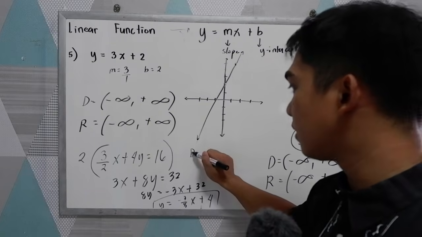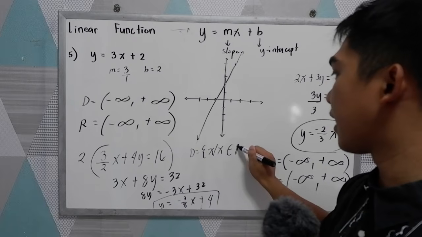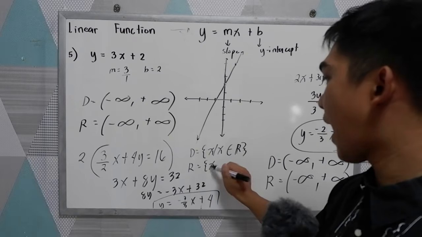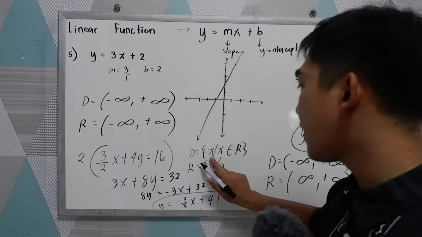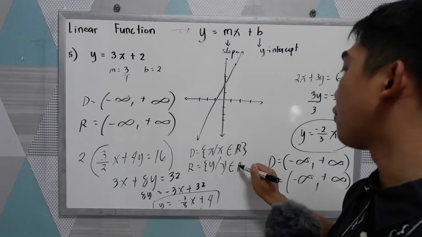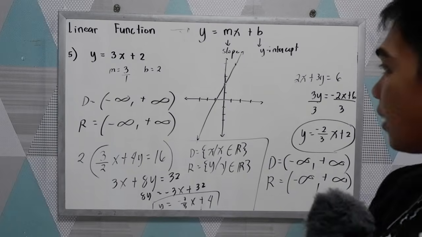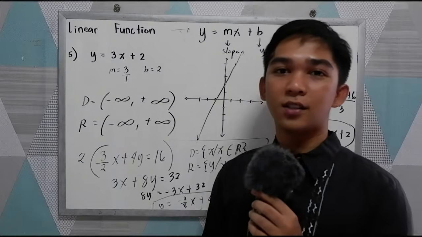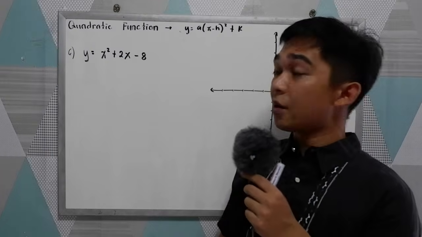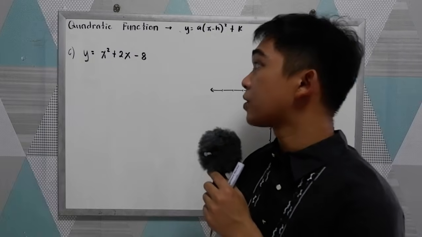So our domain is x such that x is an element of real numbers. And for the range, y such that y is an element of real numbers. As simple as that for the linear function. Next, we have our quadratic functions. Let's say our example number 6, y is equal to x squared plus 2x minus 8.